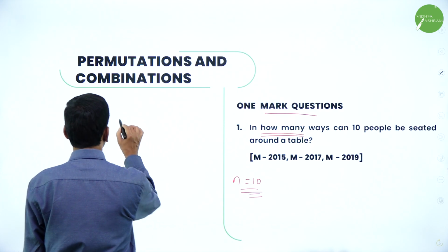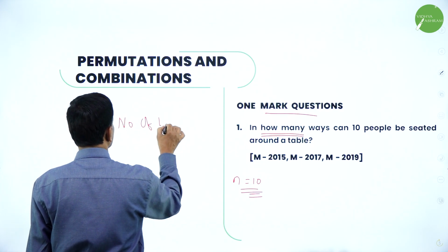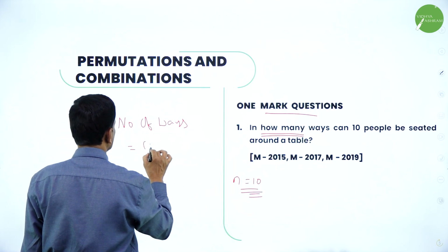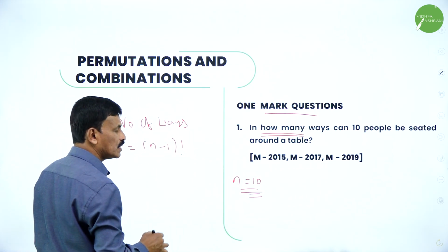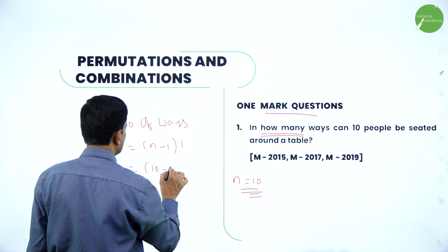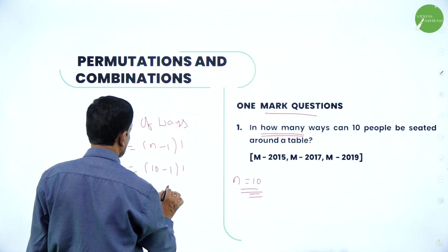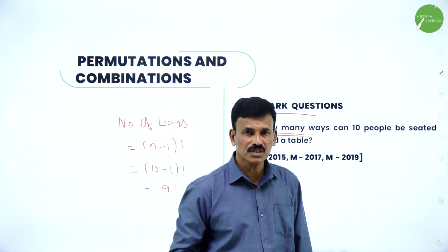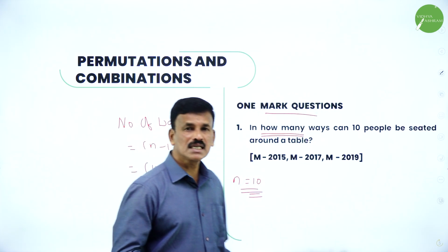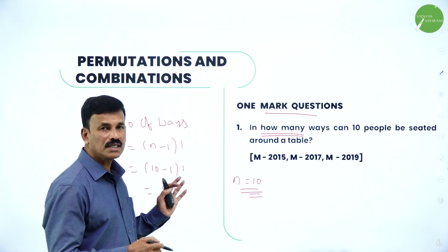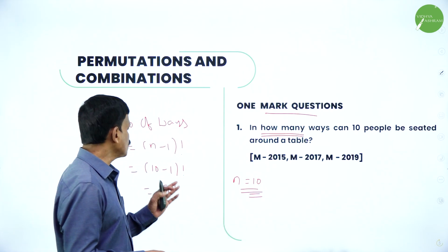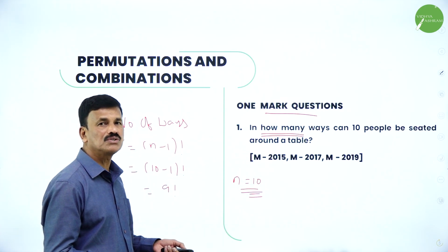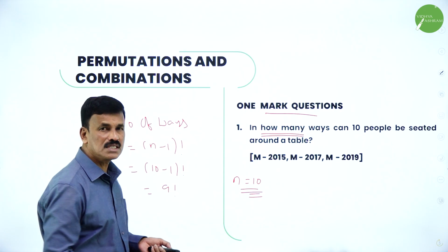The number of ways that 10 people can be seated is nothing but (n minus 1) factorial. So here n is equal to 10. 10 minus 1 factorial, that is equal to 9 factorial. So the answer is 9 factorial. So this is an example for a cyclic permutation. Here n is equal to 10. (n minus 1) factorial will give the answer. Suppose if it is 8 people, 8 minus 1 is 7 factorial. Since it is 10, 10 minus 1 is 9 factorial.